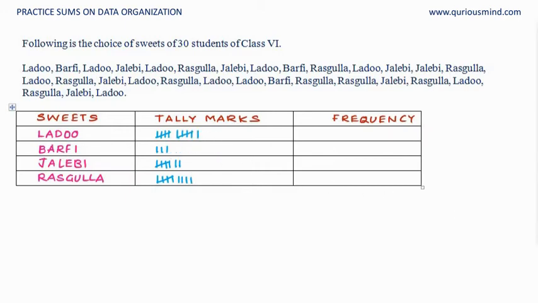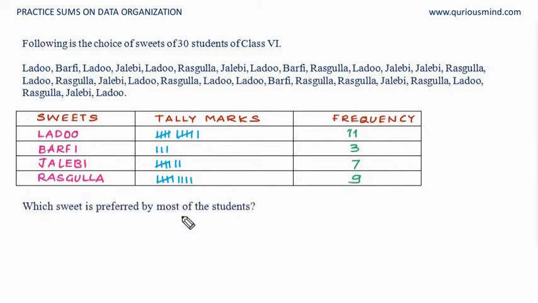And we'll start with the tally marks now. We're done with the tally marks and now let's write the frequency. 5 plus 5, 10 and 1, 11. 3. 5 plus 2, 7. 5 plus 4, 9. Now let's answer this question.